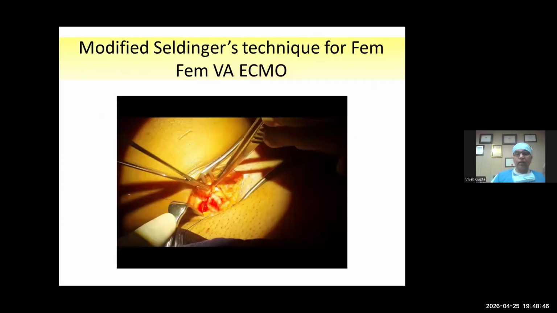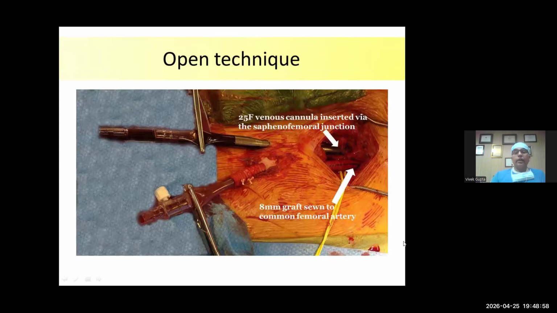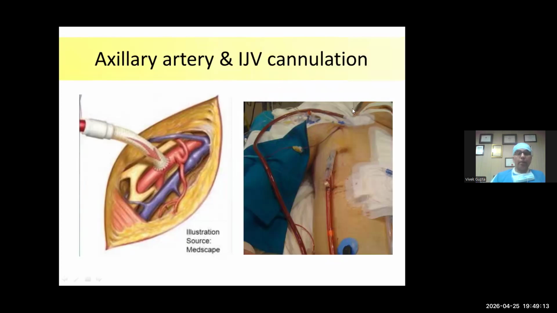Because of time constraints, I won't show the video of this, but this is how they open the vessel under vision. They place the cannula with the Seldinger stick. Then comes the open technique, where they just open the vessels and place the cannula directly, or they use some graft. With this graft, distal perfusion is maintained and there is the least chance of distal limb ischemia.